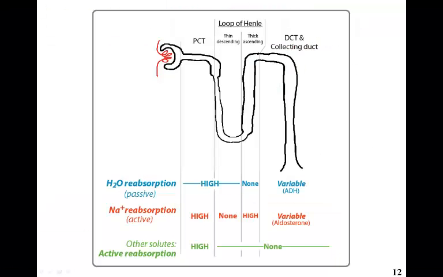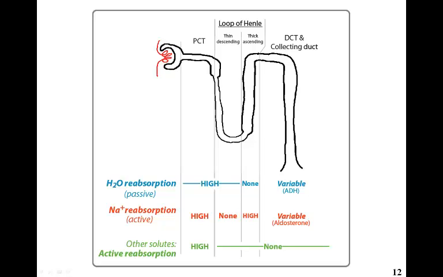And then, last slide for this part of the lecture, just a summary of the different parts of the nephron and their water, sodium, and other solutes reabsorption. So here in the proximal convoluted tubule, you have high reabsorption of everything, including water, sodium, and other solutes. This is the only place where any other solutes are reabsorbed. They're not reabsorbed anywhere else except the PCT. But sodium and water are also highly reabsorbed here.